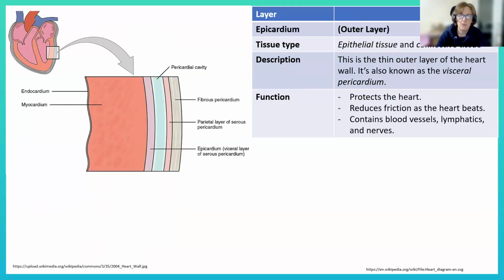Specifically, we've got the epicardium, which is part of the outer layer. It's made of epithelial tissue and connective tissue. And it's a thin outer layer, and it's sometimes known as the visceral pericardium. What it does is it protects the heart and it reduces friction as the heart beats. It also contains the blood vessels, the lymphatics, and the nerves.